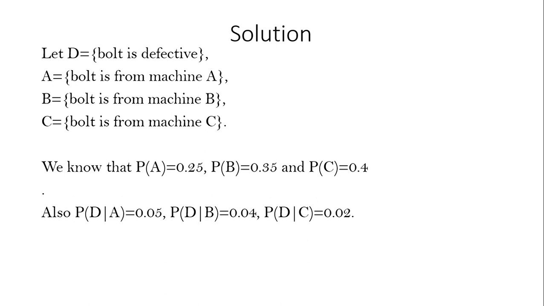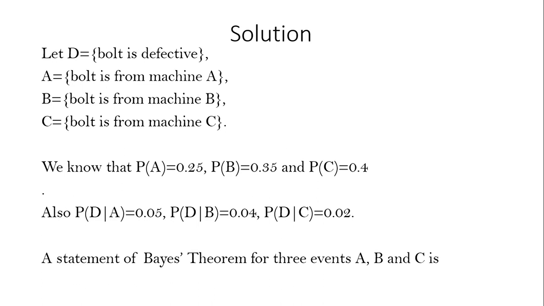So the probability of D given A is 0.05. The probability of D given B is 4%, which is 0.04. And the probability of D given C is 2%, which is 0.02. So that is also the probability of a defective bolt coming from the respective machines there.